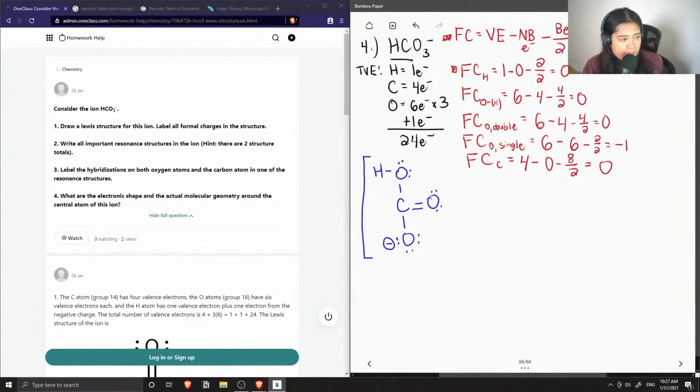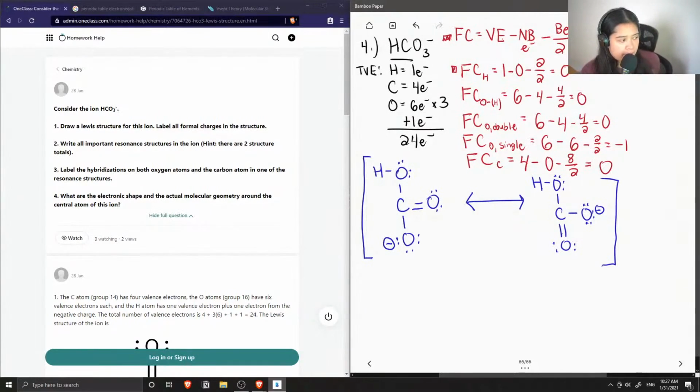And we have a hint that there are 2 structures in total. So pretty much the single bonded oxygen and the double bonded oxygen can be swapped. So we can have a single bonded oxygen at the top here with the negative charge, and the bottom oxygen can have the double bond. Okay, so these are the 2 resonance structures.